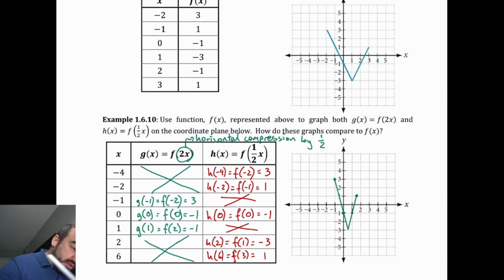So when we plot these points, we're plotting these x's to these y values that we got, so -4 comma 3 is here. -2 comma 1. 0 comma -1. 2 comma -3. And 6 comma 1.